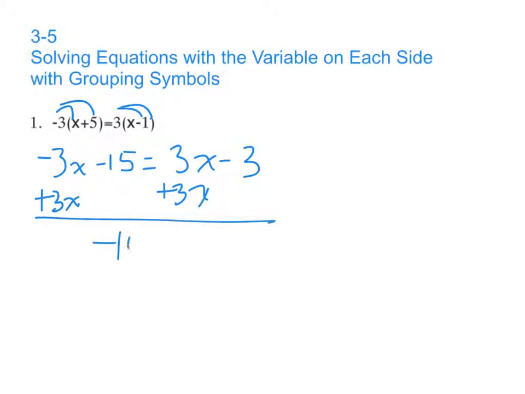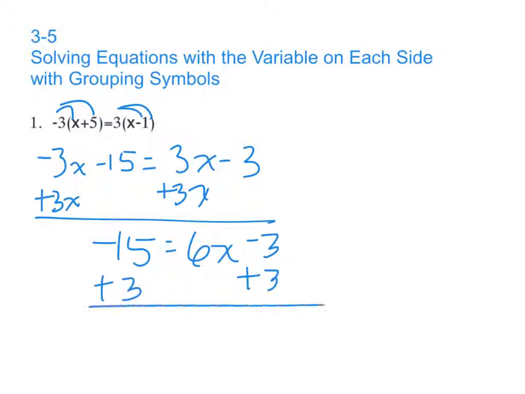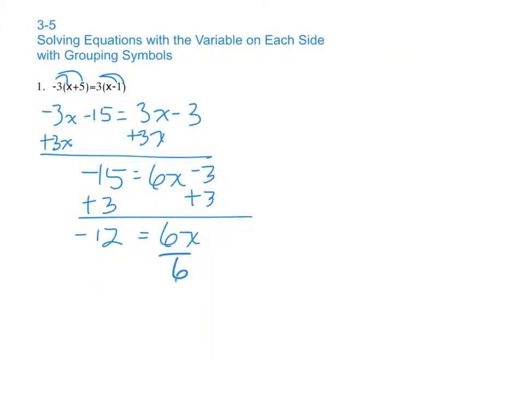So we got negative 15 equals 6x minus 3. Then I can add 3 to both sides. So I've got 6x equals negative 12. And divide both sides by 6. So x equals negative 2.